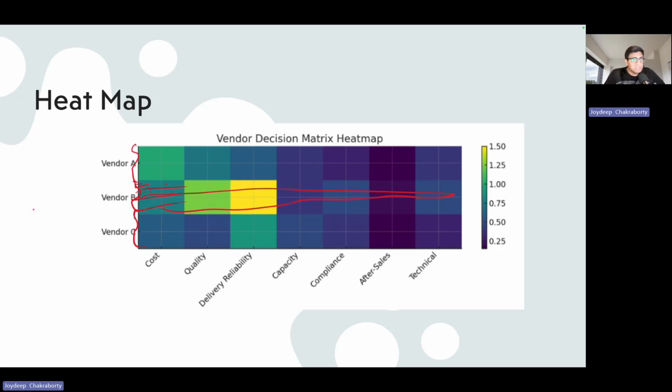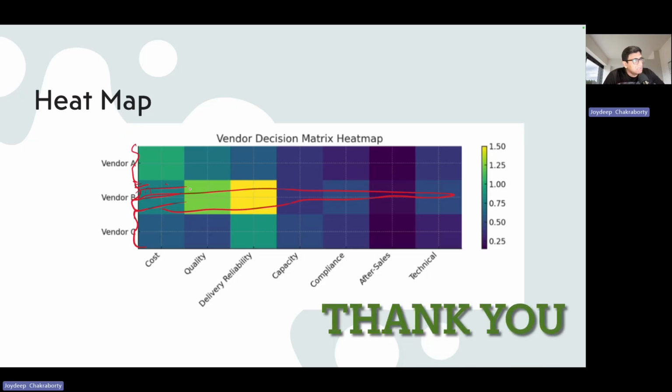Now that is pretty much what we can use. There are various other tools that can be used to do a decision matrix like this. We'll talk about another one, which is called the Pugh Matrix, in our next video.